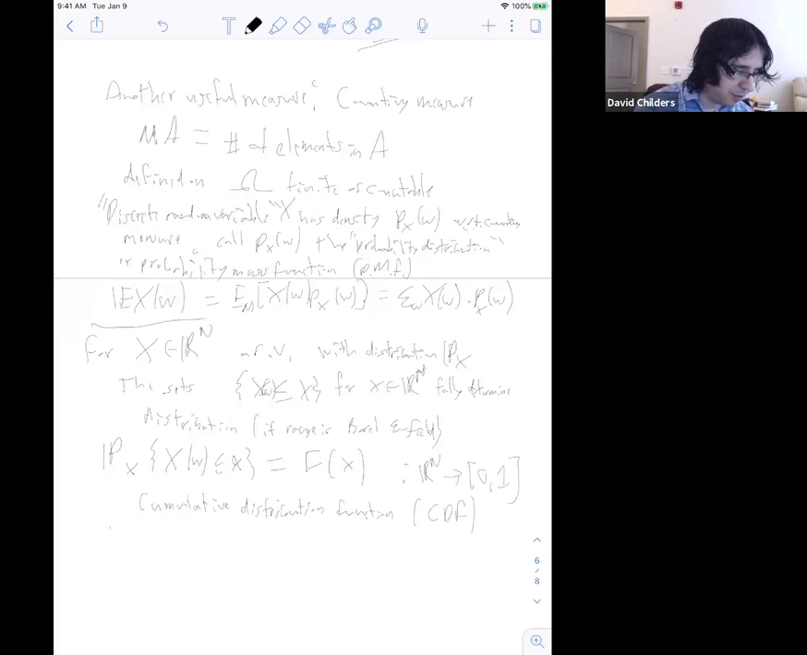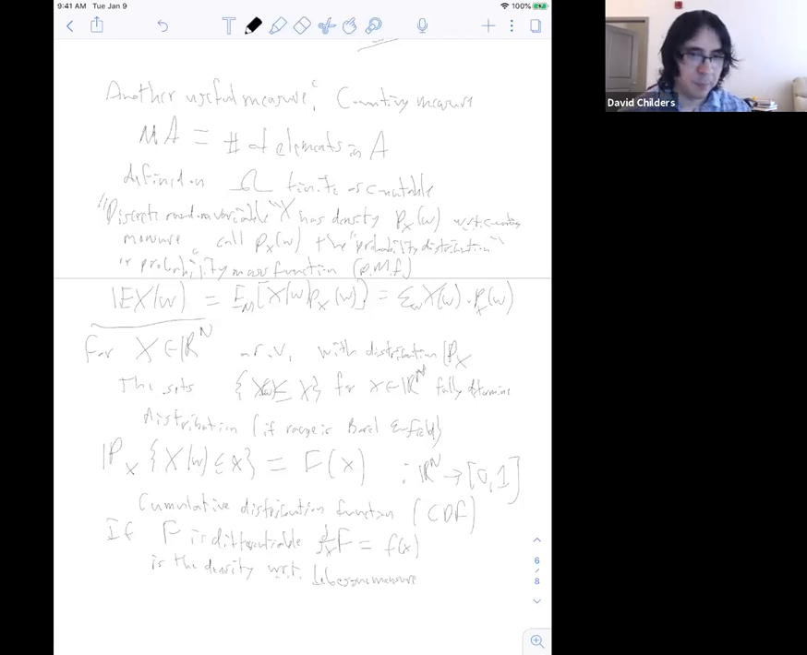And so if F is differentiable, d/dx F equals, we'll denote with a little f, is the density with respect to Lebesgue measure. And so this is another way of relating distributions to densities and calculating expectations.